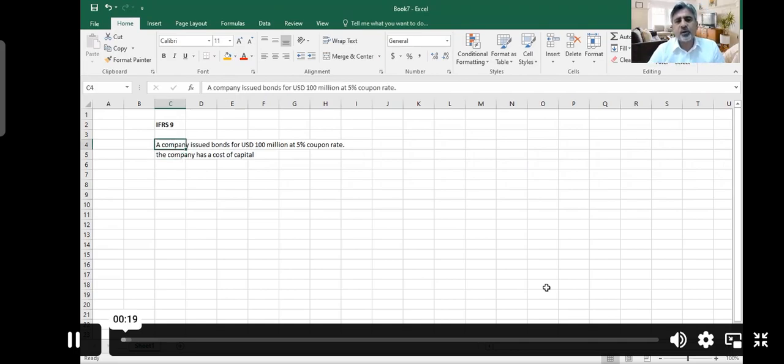A company issued bonds for USD 100 million at a 5% coupon rate. And then they say the company has a cost of capital of 7%. This is possibly a second rate.